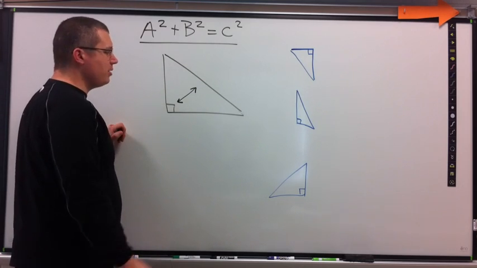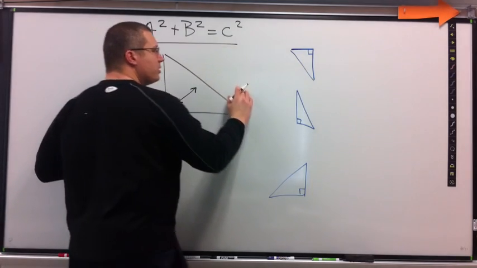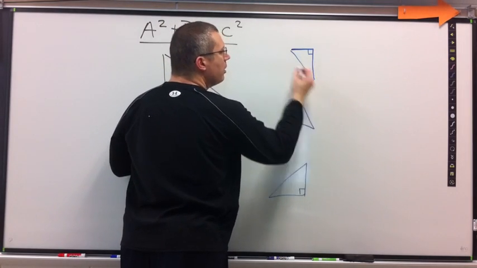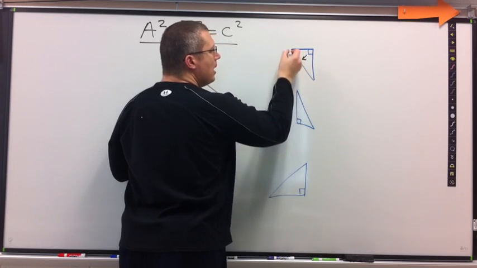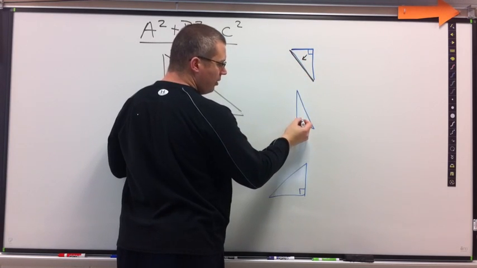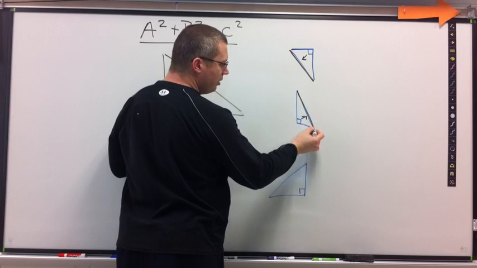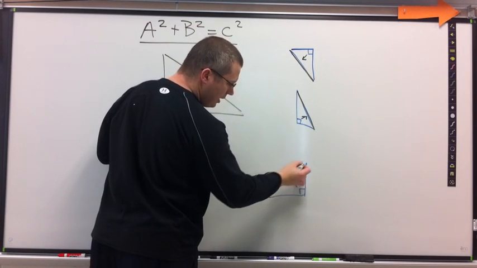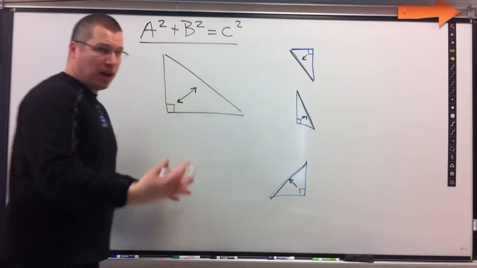This is important because it plays a huge role in where it fits. If you look at this triangle, the side opposite the right angle is the longest. The side opposite is the longest. Always and forever will be.